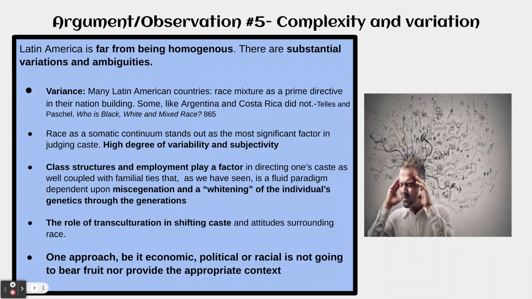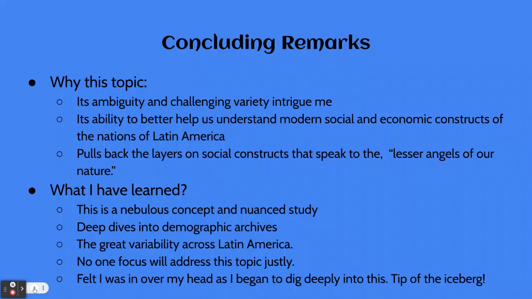So I think ultimately what I got out of this was that one approach, whether it's an economic look or political or racial, is not going to bear fruit nor provide the appropriate context. And many of the sources that are cited in my bibliography, in conclusion, stated the same thing. So, my remarks. Why did I pick this topic? Well, I really found its ambiguity and challenging variety.